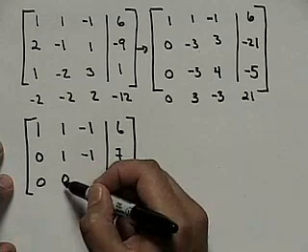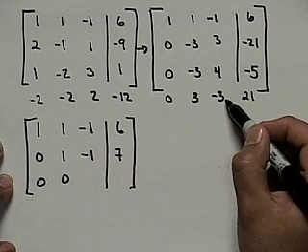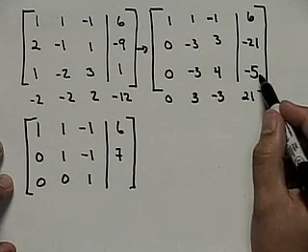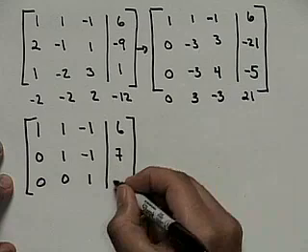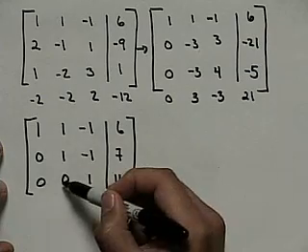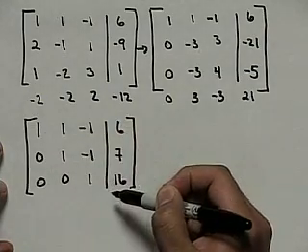Now you can see the triangular matrix starting to form with zeros in the bottom corner. 4 plus negative 3 gives 1. And then negative 5 plus 21 gives us 16. Now what you can see is that we have the row echelon form. We have a 0 everywhere in the bottom triangle, and we have positive 1 everywhere along the main diagonal.